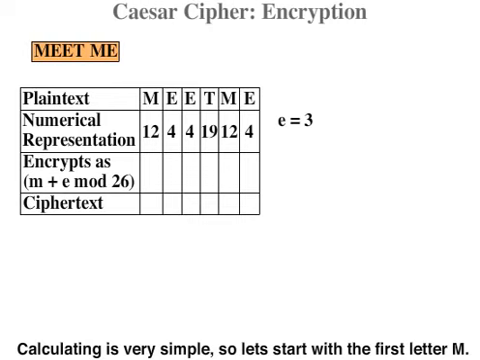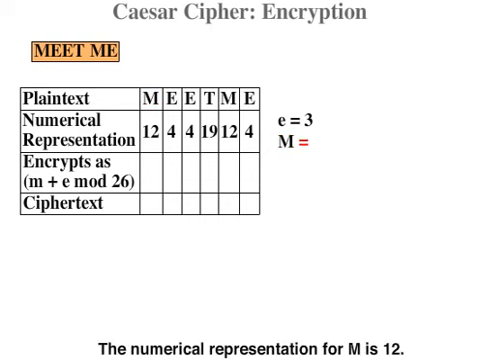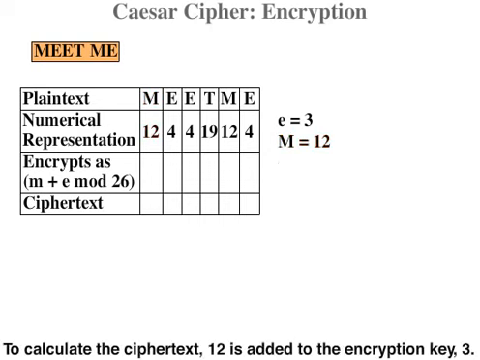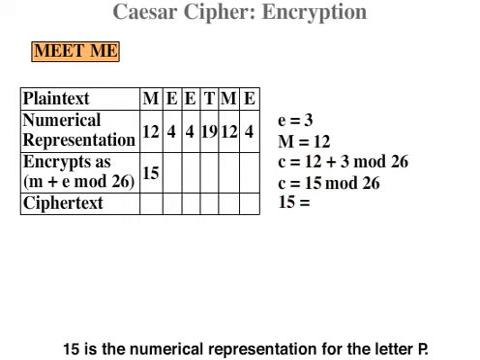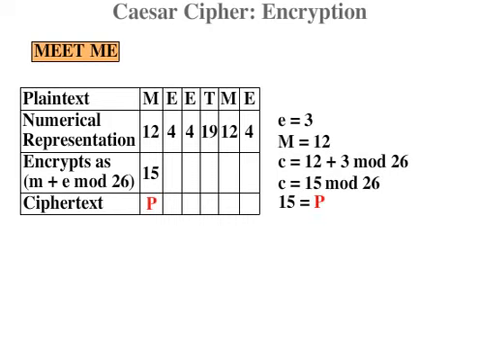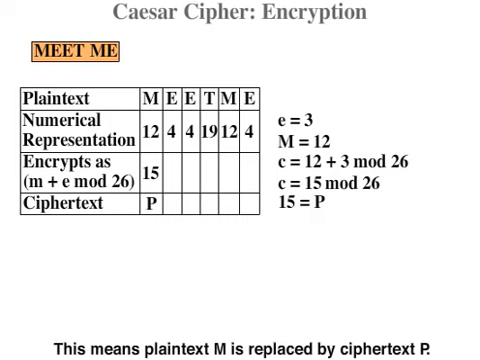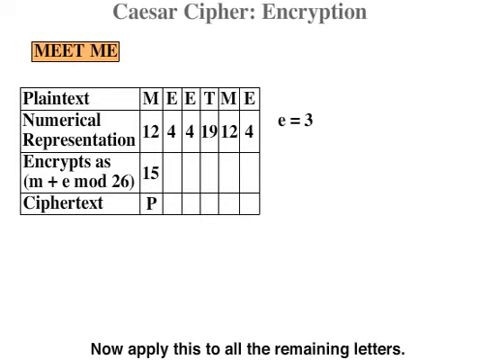Calculating is very simple. So let's start with the first letter M. The numerical representation for M is 12. To calculate the ciphertext, 12 is added to the encryption key 3. 12 plus 3 equals 15. 15 is the numerical representation for the letter P. This means plain text M is replaced by ciphertext P. Now apply this to all the remaining letters.